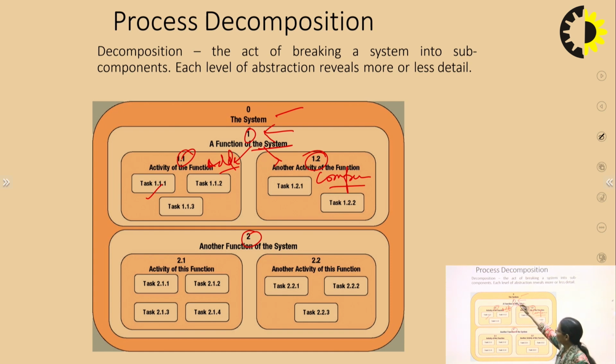So function 1, if I decompose this function into sub-functions, becomes 1.1 and 1.2. If I further decompose my functions into sub-functions or tasks, then these are numbered 1.1.1 or 1.2.1. This is another function of the system, and the same concept goes with this function. So decomposition is the act of breaking a system into sub-components, and each level of abstraction reveals more or less detail. So here I am showing the scope of the system.